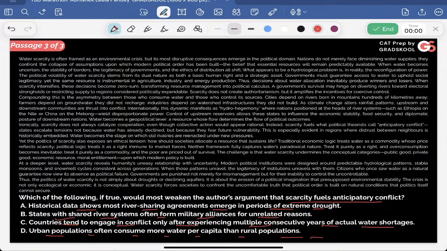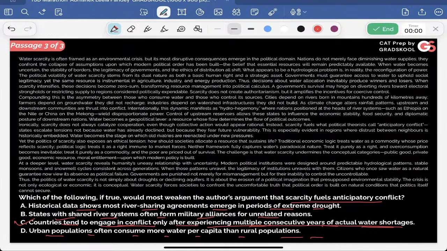So any option that mentions that governments or states, nations do not engage in any kind of conflict before the real damage happens, that will be the most weakening thing, which is in option C. Okay, countries tend to engage in conflict only after experiencing multiple consecutive years.